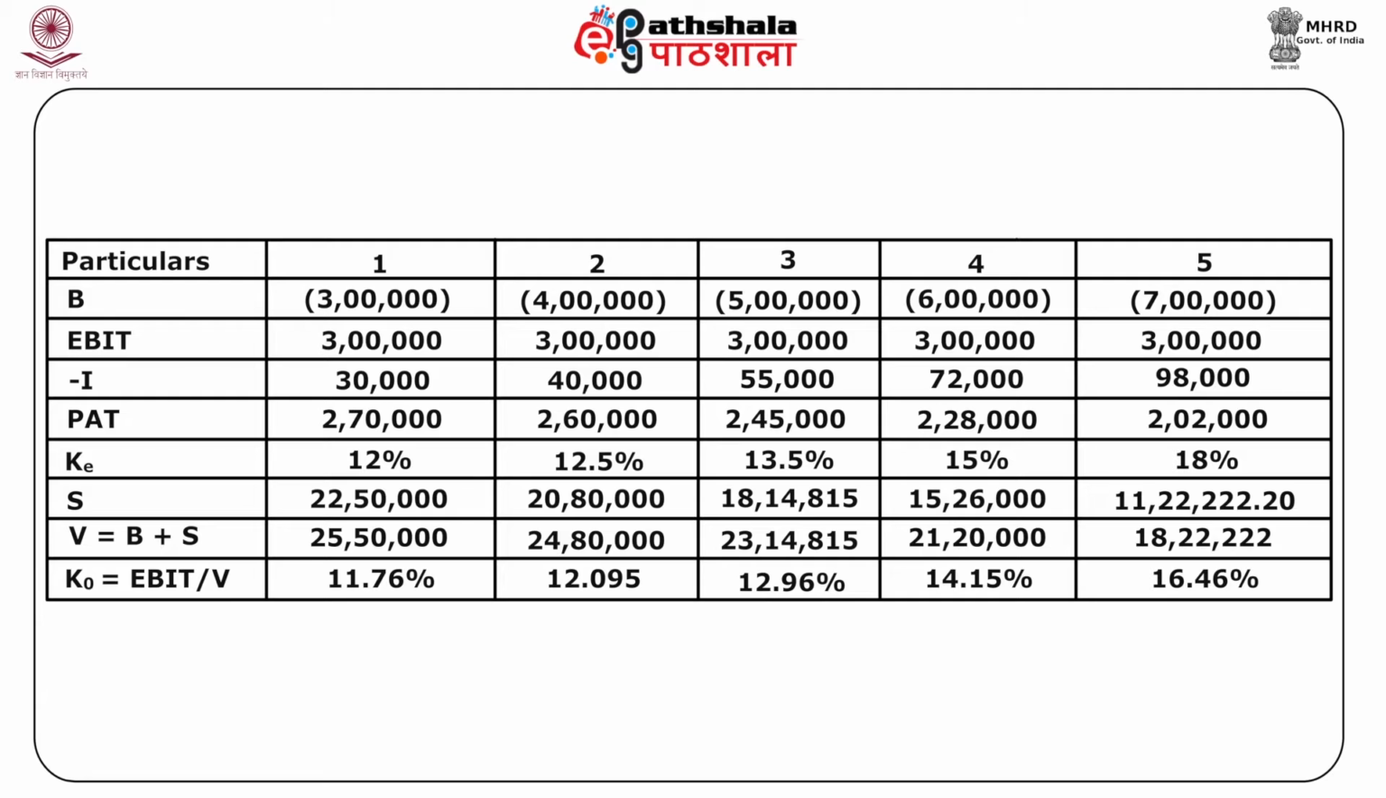In columns 2, 3, 4, 5, similarly you see that the value of the firm is constantly decreasing and overall cost of capital is increasing, as you see in the last row. So we can conclude from this table that the first plan will be the best. The firm should go for a debt of 3 lakhs at 10% per annum.